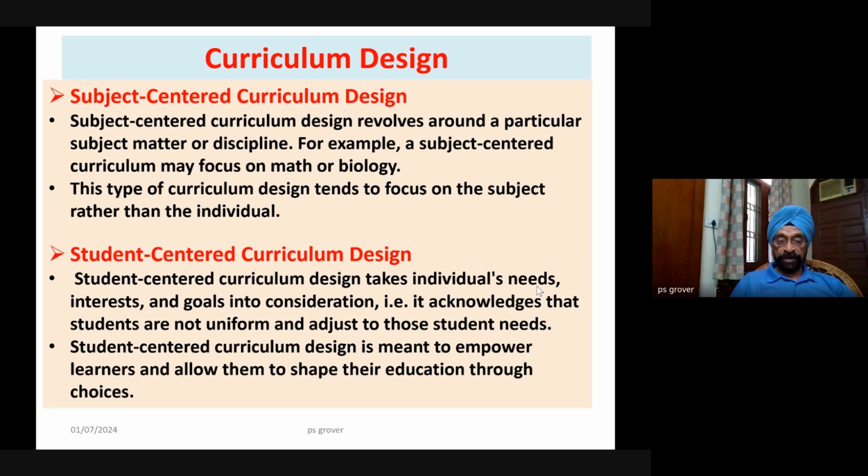Student-centered curriculum design is meant to empower learners and allow them to shape their education through choices. What kind of courses they want? That means flexibility. And look, NEP does all this. The curriculum prepared according to NEP offers a lot of flexibility to the student to choose the subjects of their choice. That is the student-centered curriculum. The traditional curriculum we have prepared has been mainly a subject-centered curriculum.